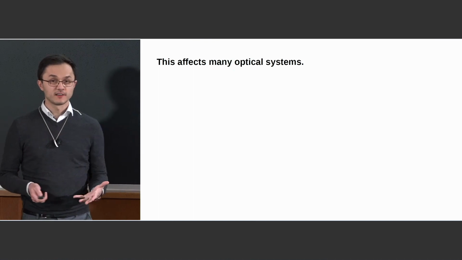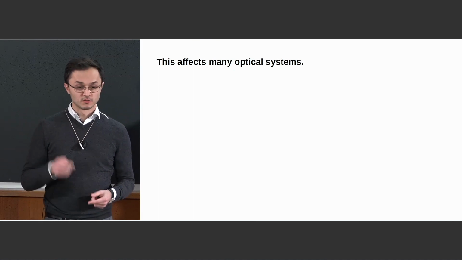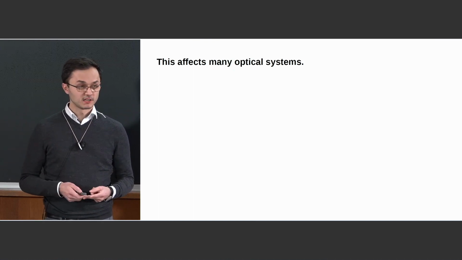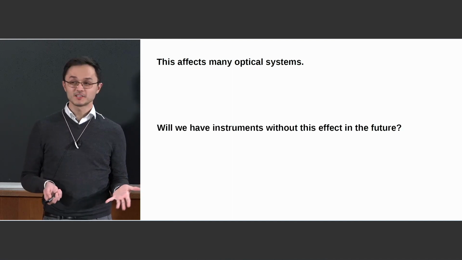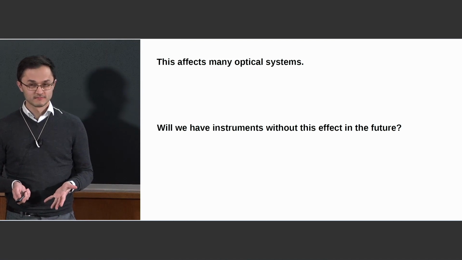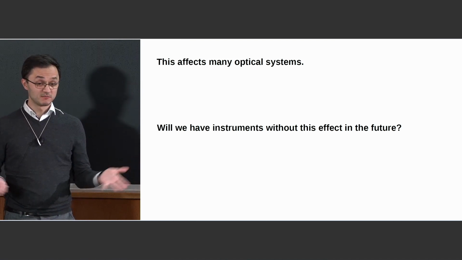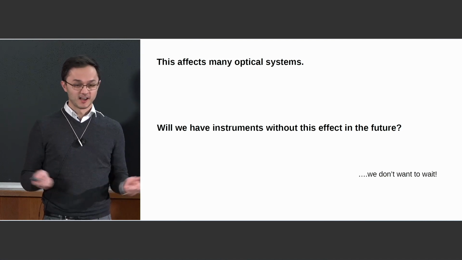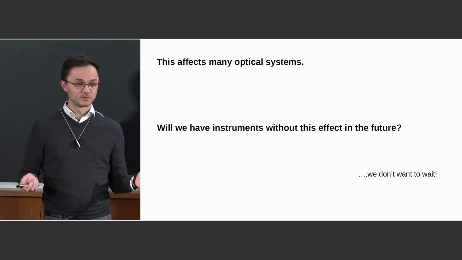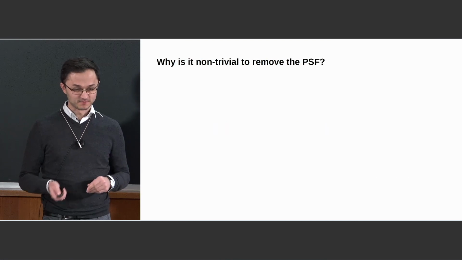So actually this affects not only X-ray emissions, but also microscopy and medical imaging and many other devices. So when will we have instruments without this effect? Never, probably, because aberration will always affect these things, but actually I don't care, I just don't want to wait, so we try to fix this differently.